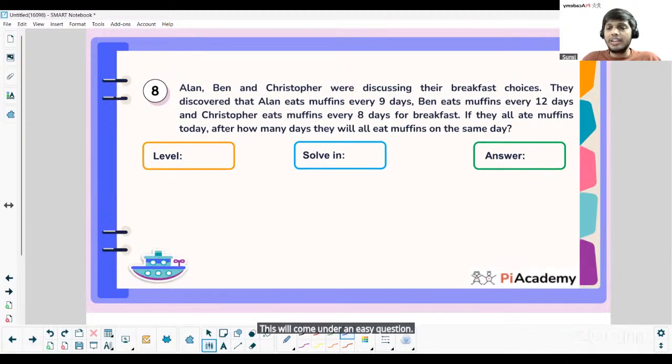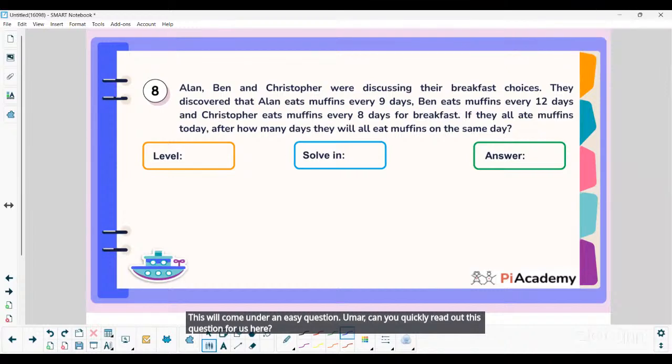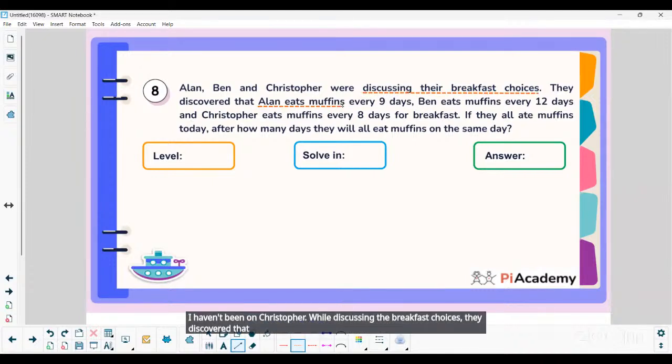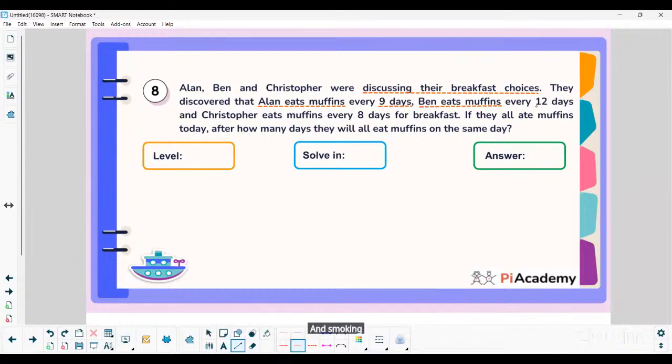Umar, can you quickly read out this question for us here? Alan, Ben, and Christopher were discussing their breakfast choices. They discovered that Alan eats muffins every 9 days, Ben eats muffins every 12 days, and Christopher eats muffins every 8 days for breakfast. If they all ate muffins today, after how many days will they eat all muffins on the same day?